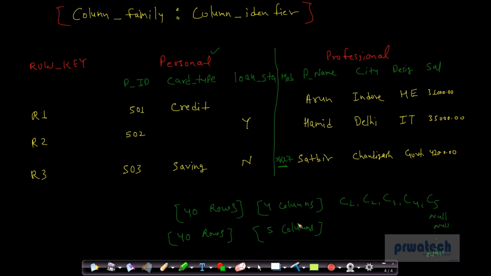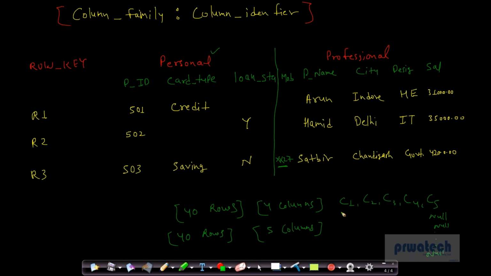If I want to update something, how can I handle it? Here I can define this column identifier. My R1 and R2 will not have anything. So this is how your data will be managed and inserted.